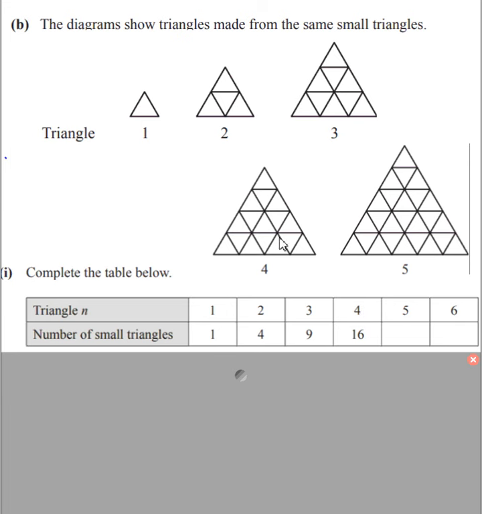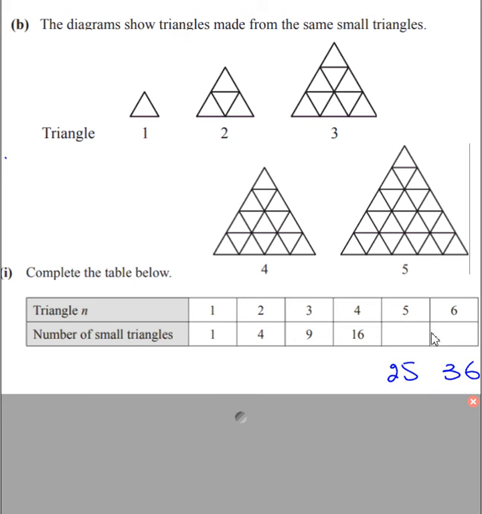Now here, small triangles are made. Big triangles are made with the help of small triangles. Now if you see how many small triangles are in each big triangle, what do you see from here? What type of sequence is this? 1, 4, 9, 16. They remind you of square numbers, right? And it is like 2 square, 3 square, 4 square. So this will be 5 square and this will be 6 square, right?